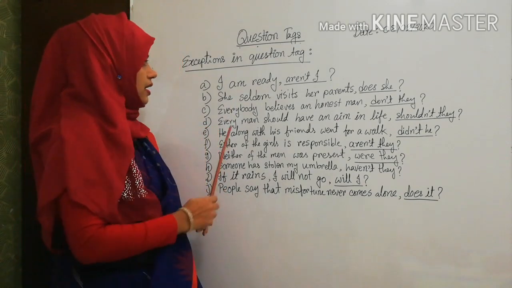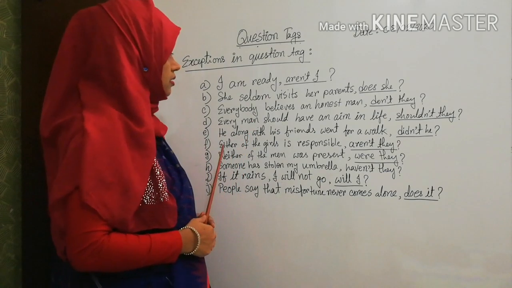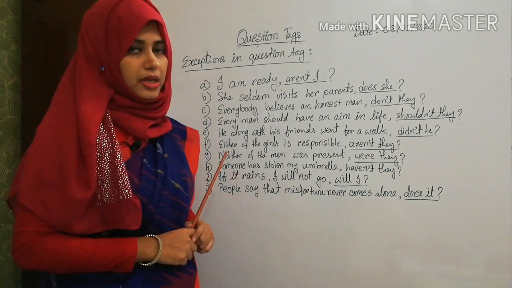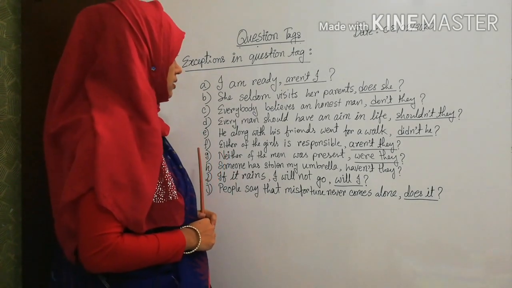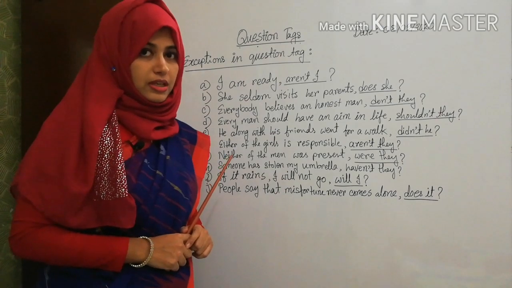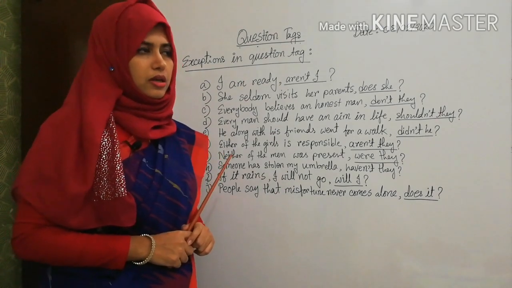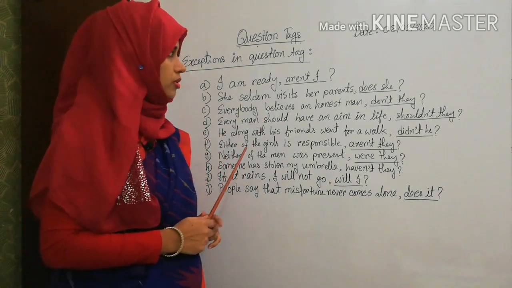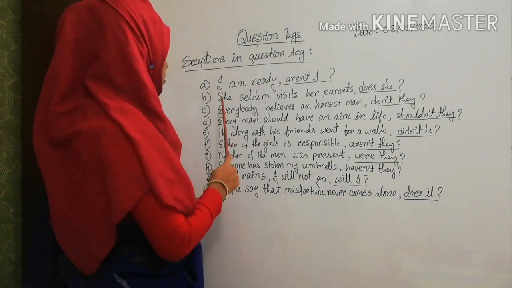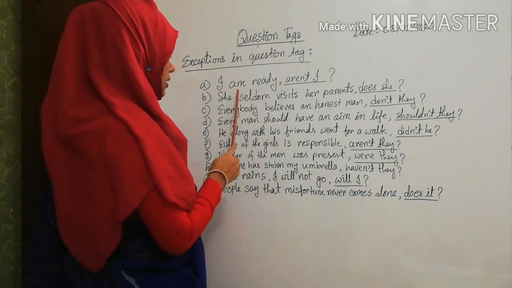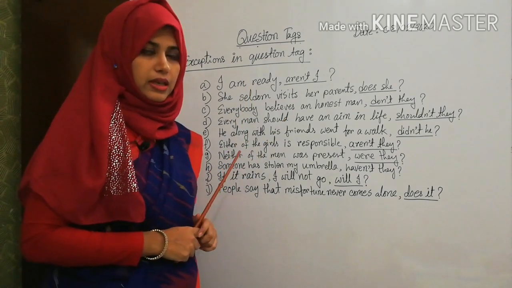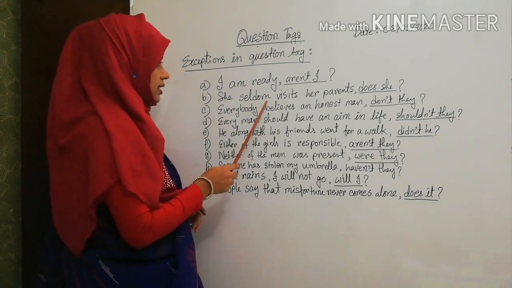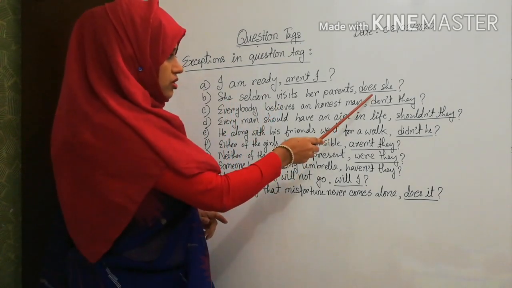So the first one is I am ready, aren't I? So in case of am, we are going to use aren't for making a tag question, and we are not using ain't, because in modern English ain't is not preferred, and this is the thing that is commonly used, that is aren't. So in case of I am, the tag is aren't, and in case of I am not, in that case you can use am I. Okay. Next one is she seldom visits her parents, does she?